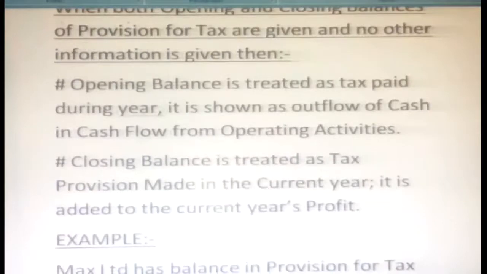Similarly, the closing balance is treated as tax provision made in the current year. It is added to the current year's profit, in the format of preparing net profit before tax and extraordinary items. There you want to add this. That's the idea here.